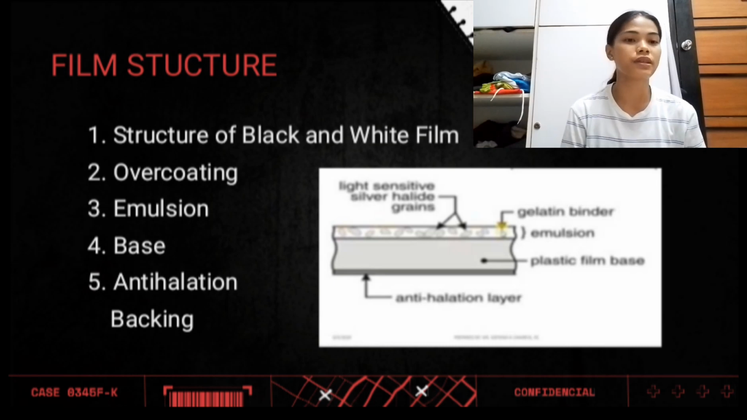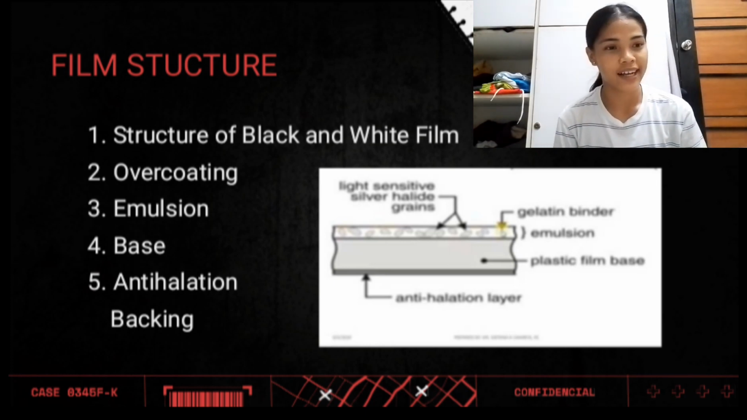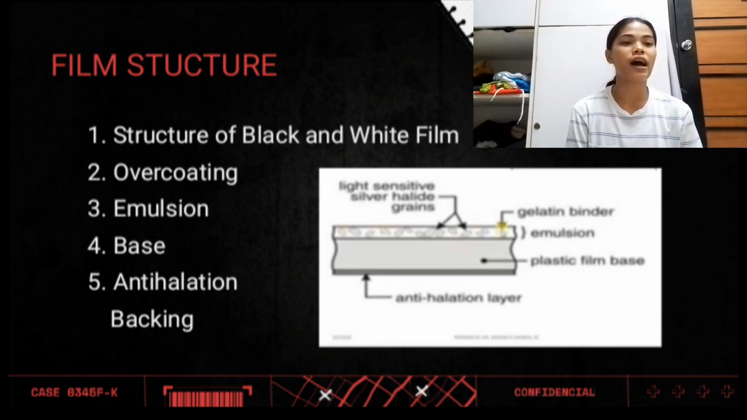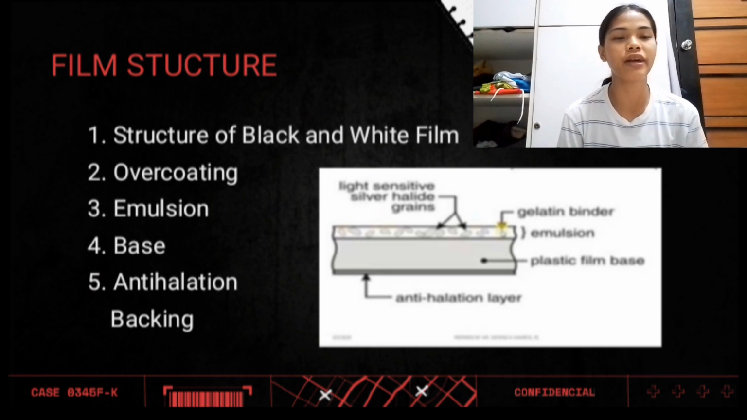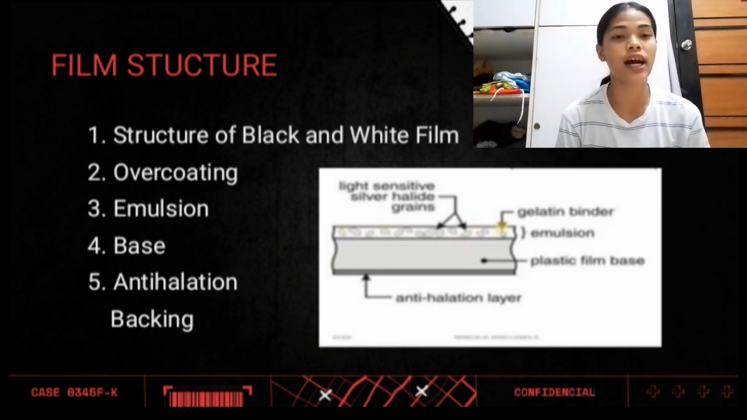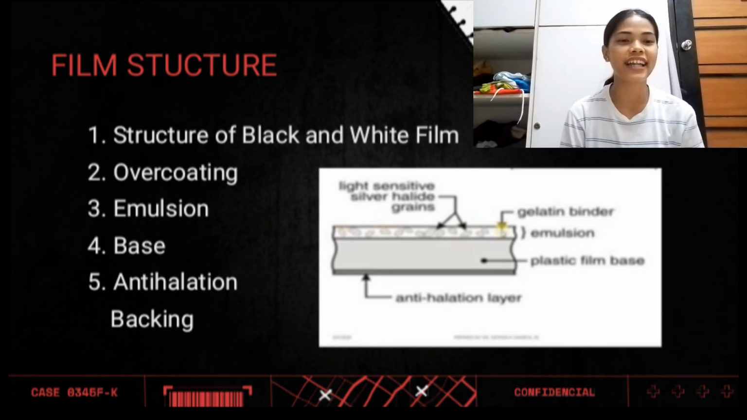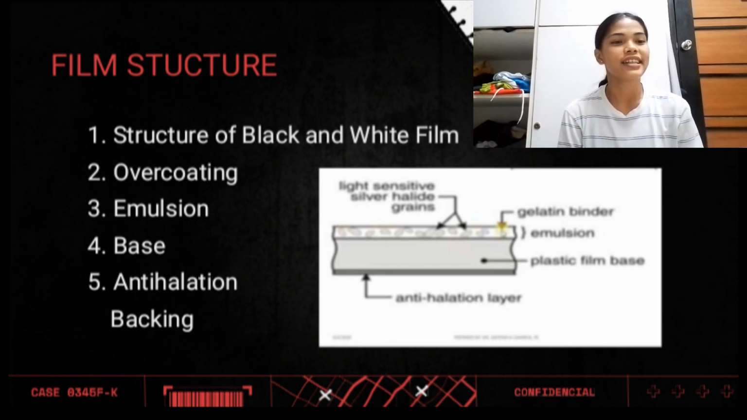The base may be transparent, translucent, or opaque, depending upon how the recorded image is to be used. The base is generally made of cellulose acetate. And the fifth one is the anti-halation backing. The anti-halation backing prevents light from reflecting from the base back into the emulsion.